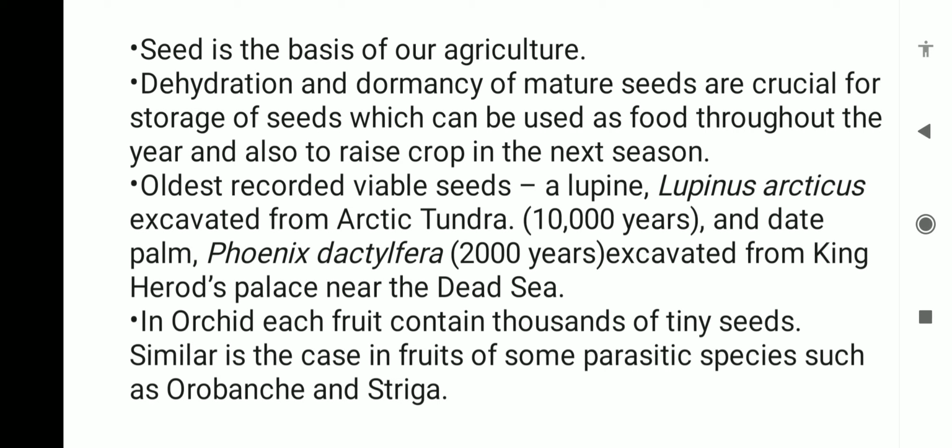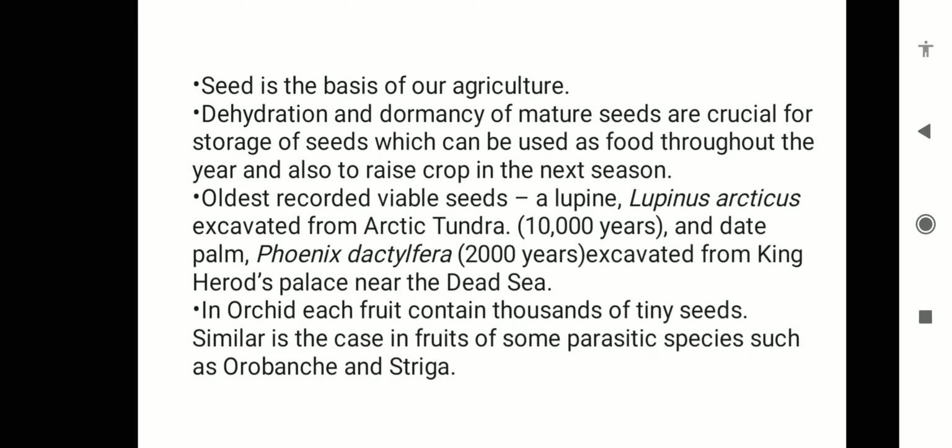Okay, next is in orchids. In orchids, each fruit contains thousands of tiny seeds. Similarly, in the case of some parasitic species, for example Orobanche and Striga. Okay, is this much clear to everyone?